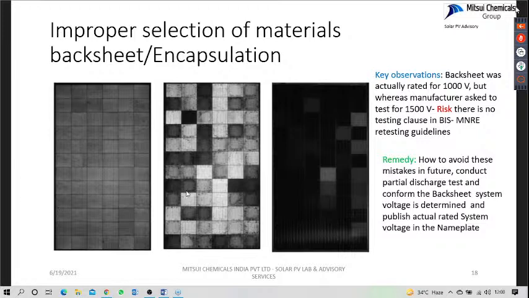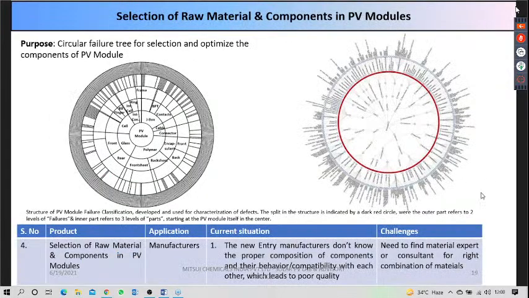So you can see the module after several rounds. It was completely dead. So these are some risks actually concerning material selection and all. So that's the objective of this.